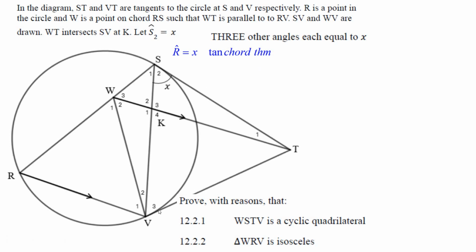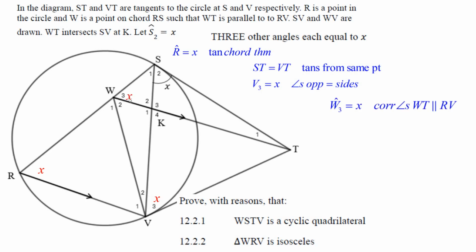Now we know that these are two tangents, so these two sides must be equal, because tangents from the same point. And that means V3 must equal this X because of angles opposite equal sides. And then we get W3 equal to X. And why is that? Because W3 and R, with these parallel lines, are corresponding. WT parallel to RV. There's our three angles equal to X.